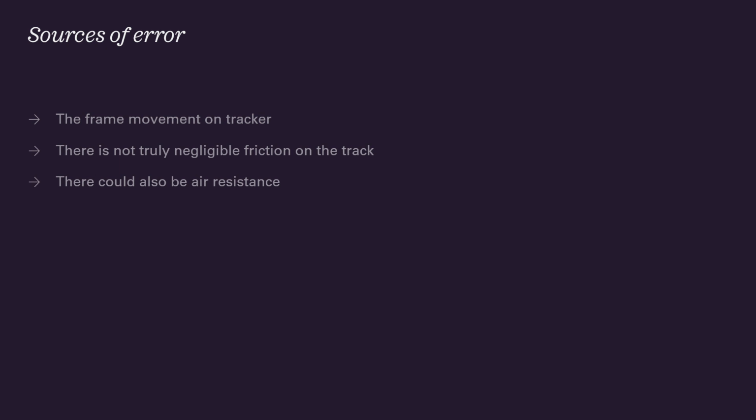So some sources of error, like I said earlier: the frame movement on the Tracker, just a human doing it with a mouse. Unless zooming in and enhancing the image, there's a little bit of leeway with the center of mass and where you're clicking. And the other source of error, like I've been saying, is that there's not truly negligible friction. It's less than a hundredth, but there is a coefficient of friction, so that will cause the cart to slow down a little bit. If it went on forever, it would eventually come to a stop.